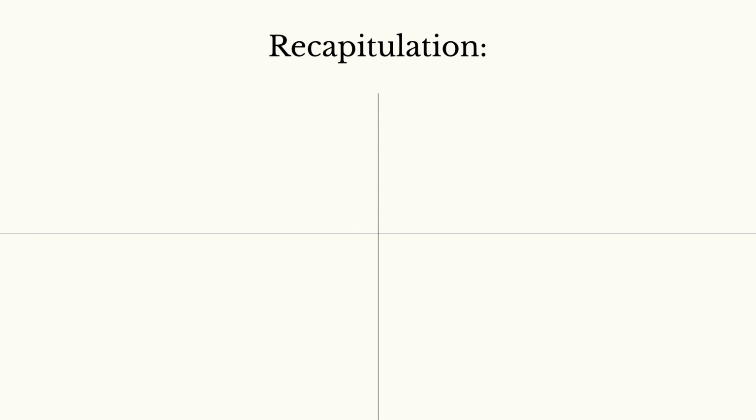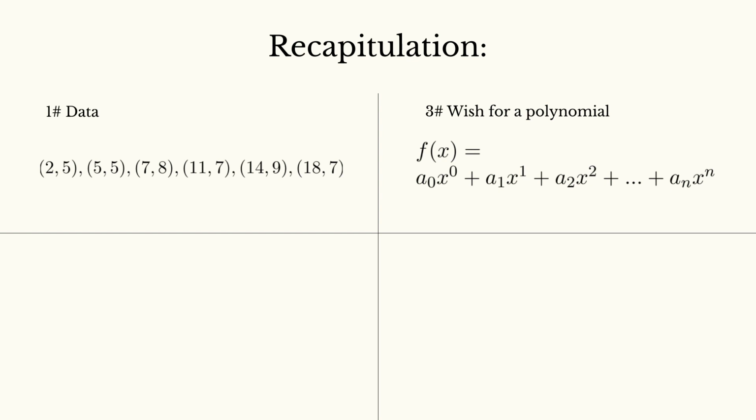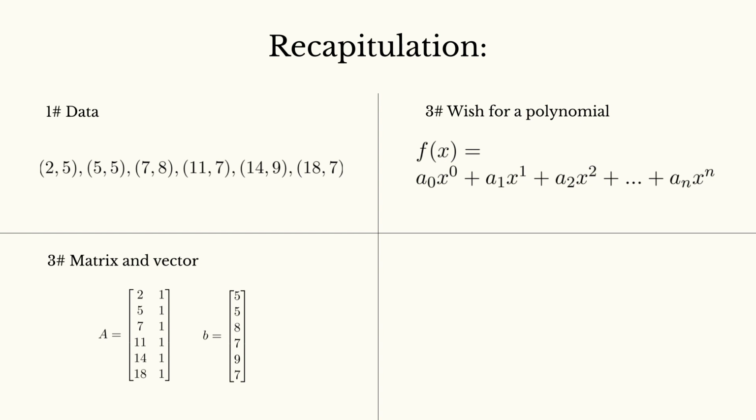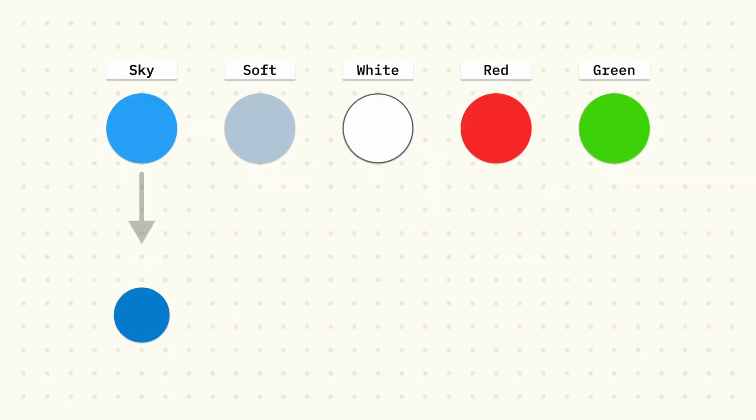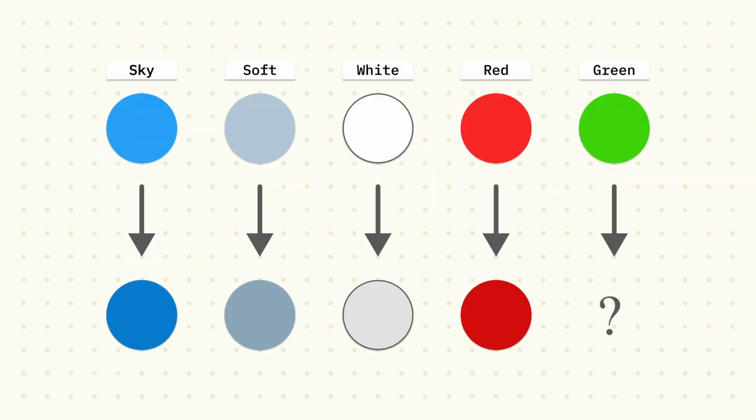So to recap, you have a bunch of data points and you suspect that a polynomial function is going to be a good model for it. You build a matrix A and a vector B from the polynomial and the points. The polynomial coefficients are a vector V so that A times V equals B, and then you calculate V by multiplying A transpose times A, inverting that, multiplying it by A transpose again, and then all of that by B. But what about colors? Don't worry, we're getting there.